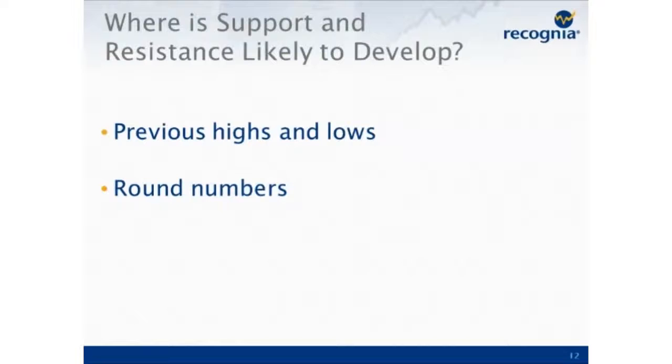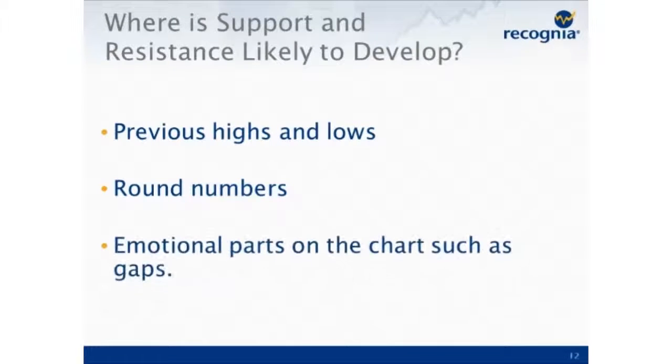And where are support and resistance levels likely to develop? Well, they tend to develop at previous highs and lows, as I've just shown you on the preceding chart. Sometimes they develop at round numbers. So numbers like 10 and 50 and 100 are very significant on price charts. That's because people's minds work in a certain way. They'll say, I want to sell the stock when it hits 100. So 100 becomes a level of resistance. Or I'm going to buy if this stock drops down to 10. So 10 will become a level of support because lots of buyers will come into the market at 10.